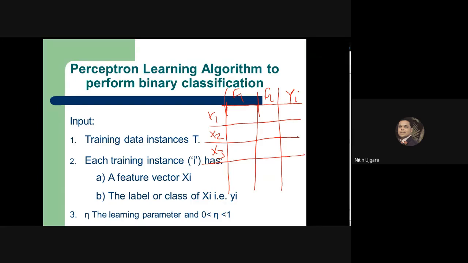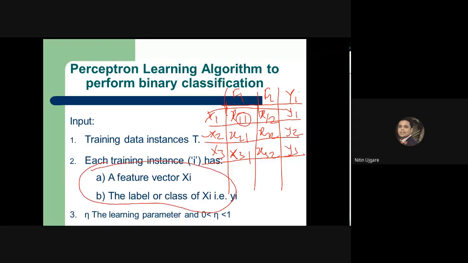Okay, so x11 represents what? First instance having first value. Okay, value for the first feature for the first instance. Similarly, x12 is the value of the second feature for the first instance, and y1 is the output of the first instance x1. Similarly, x21 represents the value of the first feature for the second instance, x22 and y2. Similarly x31, x32 and y3. So this is what is mentioned here.